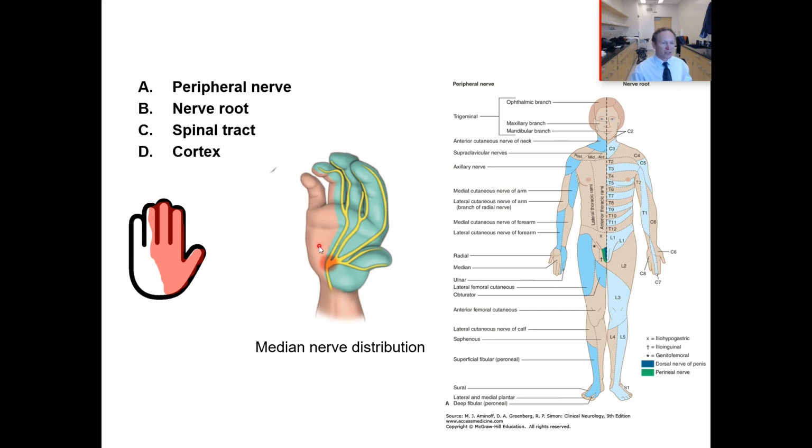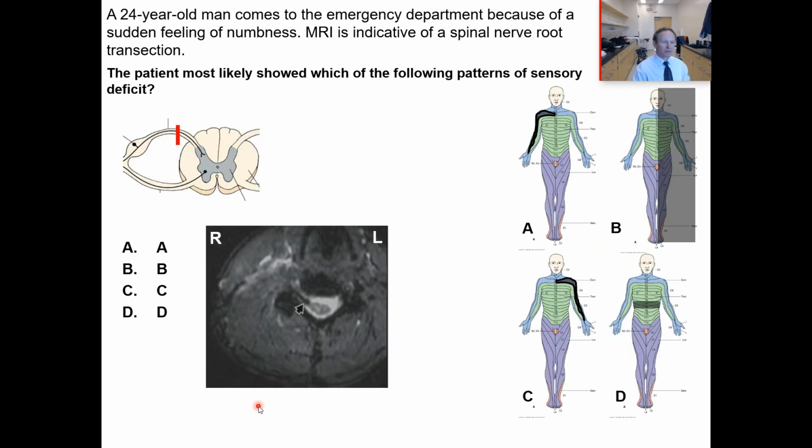Right? So you can see here, here's the median nerve distribution. Carpal tunnel syndrome is really clear. Here also you see the median nerve, and then the dermatomal pattern looks very different. So it's very clearly peripheral nerve damage.